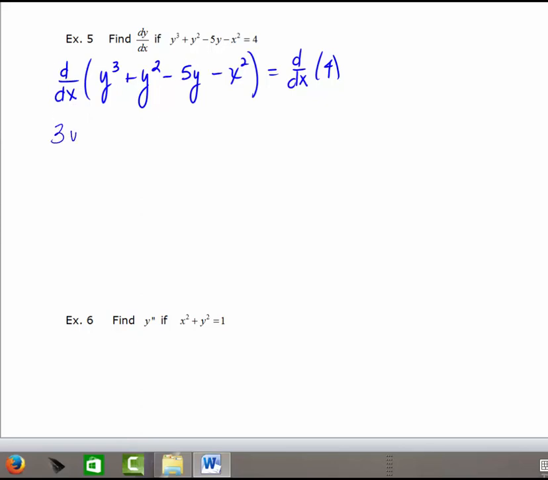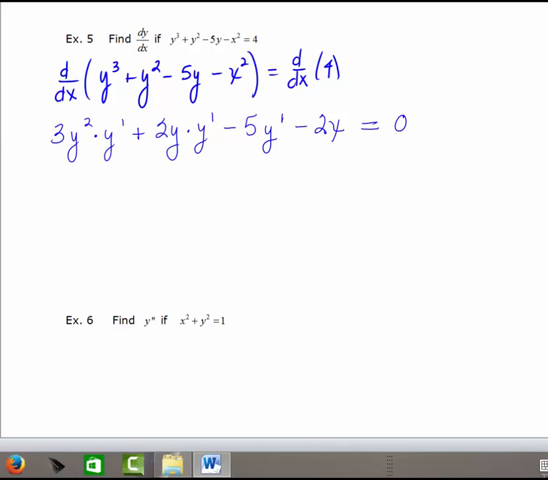is 3y squared times y prime. Derivative of y squared is 2y times y prime. The derivative of 5y is just 5 times y prime, minus 2x. The derivative of a constant is 0. So step one is to differentiate each side.